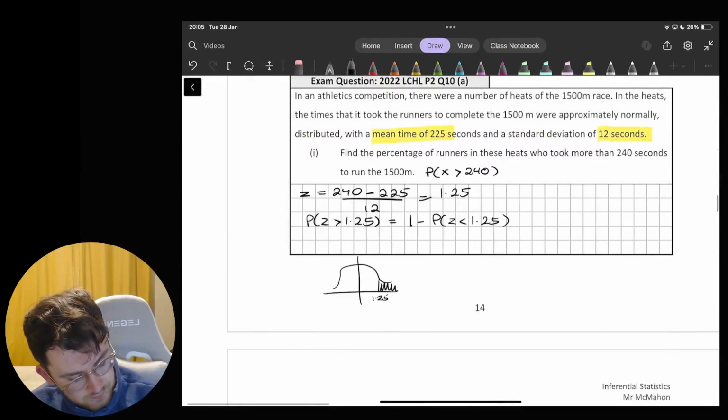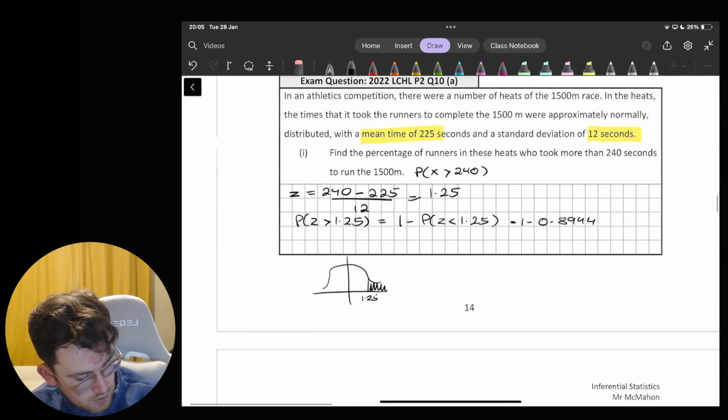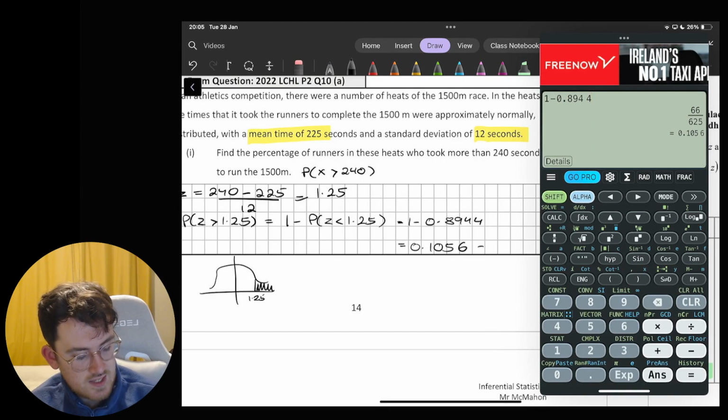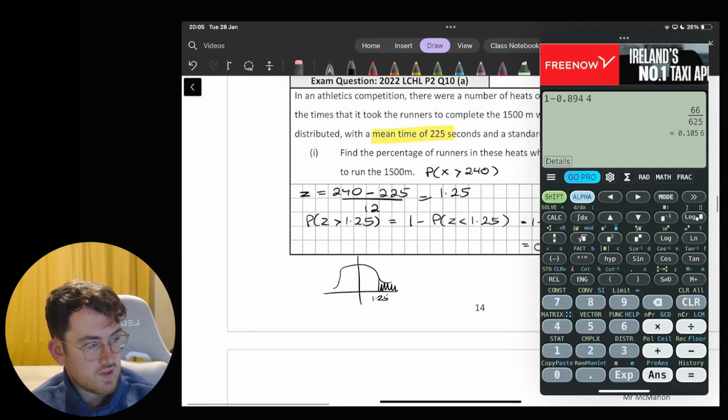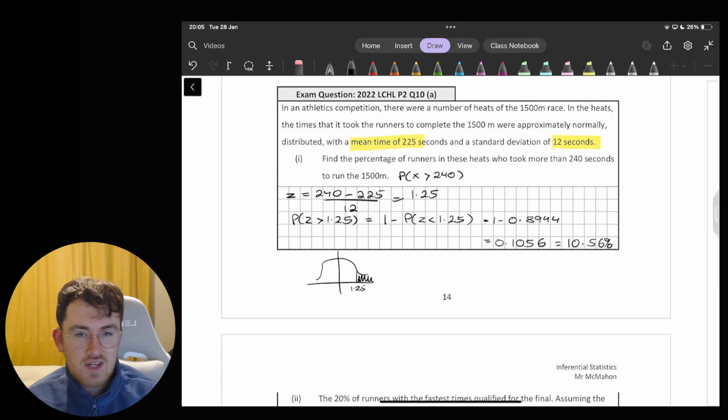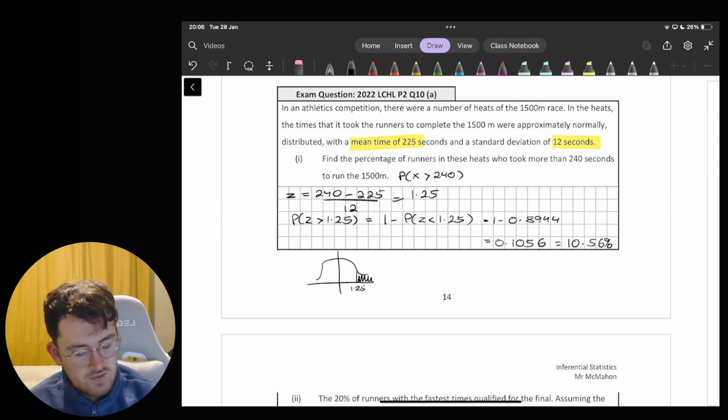Okay, looking at 1.25, that is 0.8944. 1 minus 0.8944, and filling that in gives me an answer of 0.1056. Okay, as a percentage, 10.56% there of runners took more than that time. Okay, so a reasonable percentage to get for that, with an average of 225, probably a reasonable number there. We're over 12 seconds over the average there.